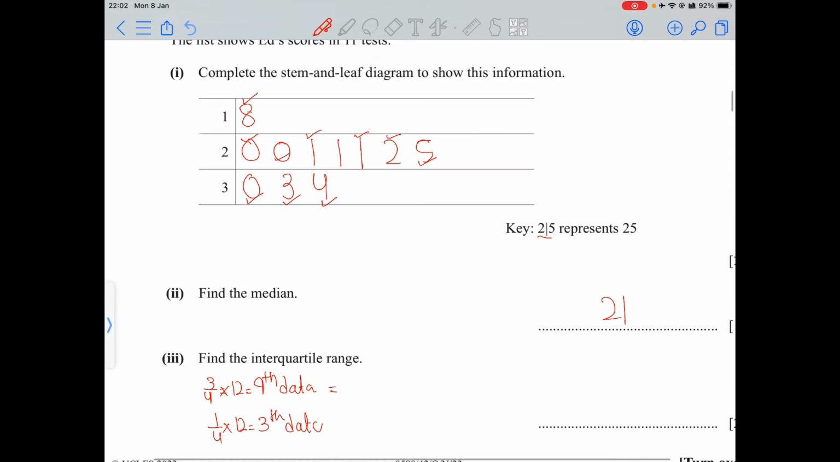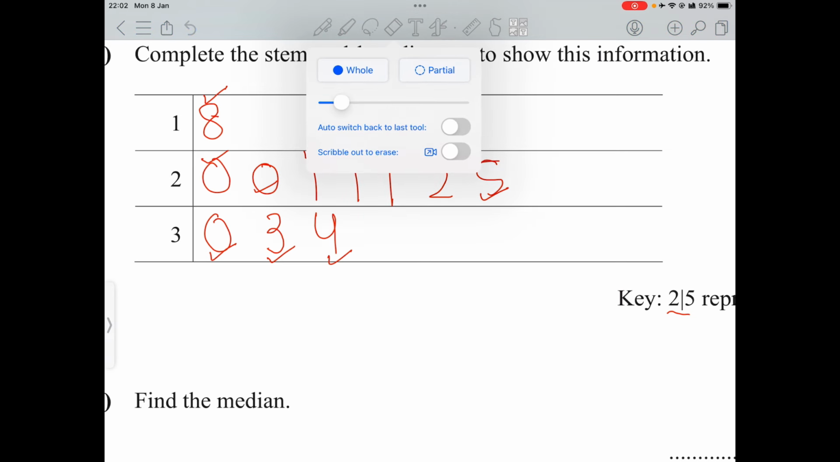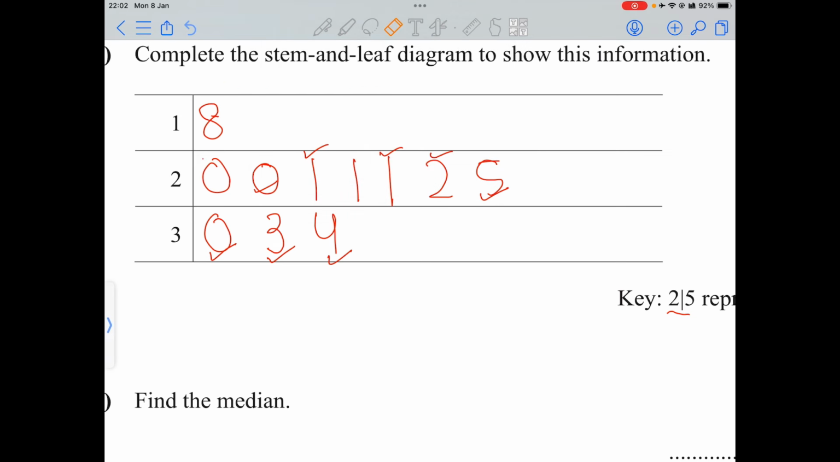For the 9th data here, I'm going to erase these small ticks off. Take my very small eraser. Yeah. Perfection attained.